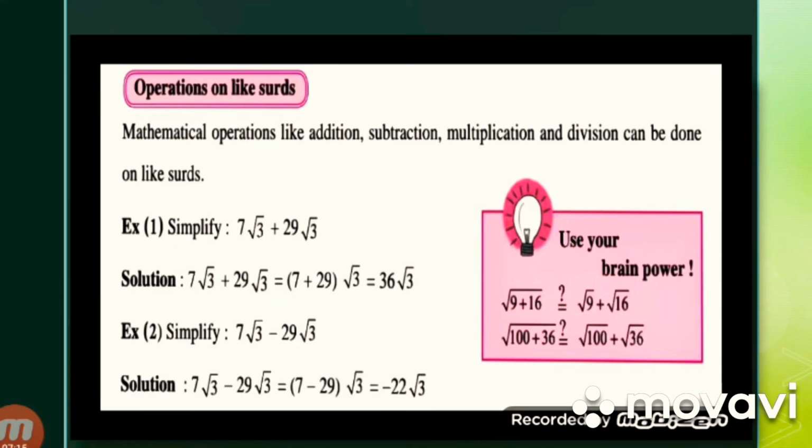Operation on like surds. Let us consider the first example, that is addition. We have to simplify. So 7 root 3 plus 29 root 3 is equal to 7 plus 29 in brackets root 3, and that is equal to 36 root 3. For subtraction, it will be 7 minus 29 root 3, and that is equal to minus 22 root 3.